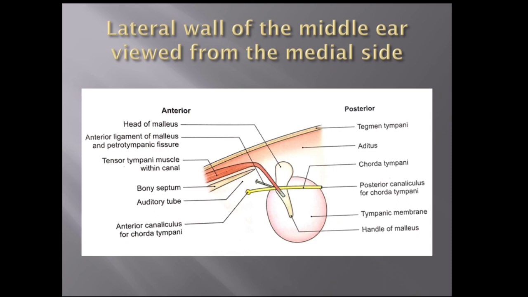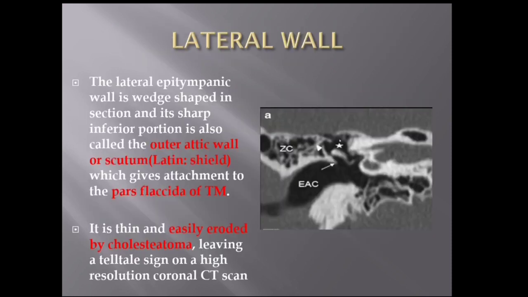This diagram shows the lateral wall of the middle ear viewed from the medial side. In this diagram we can see this is the tegmen tympani, this is the tympanic membrane, and this one is the meatus, which we will discuss later in the topic of ear ossicles. Again, in this diagram we can see this is the middle ear cavity, this is the external acoustic canal, and this comma-like structure is the meatus.